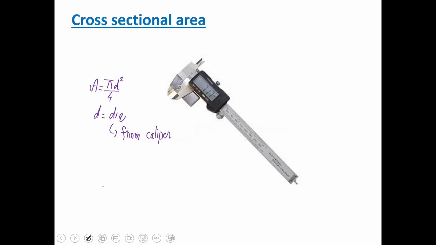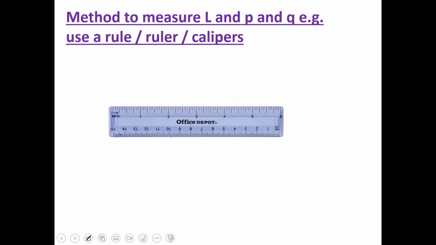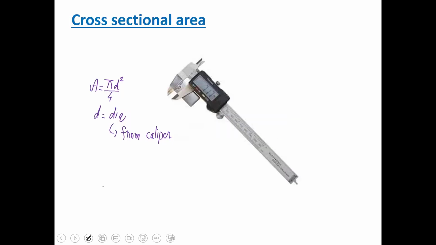We will use a caliper to measure the diameter. We will take multiple readings across the conductor wire and measure the diameter readings. Then we will take an average. After we take an average, we can calculate the area. So this is how area can be determined. Lengths like P, Q, L can all be measured.